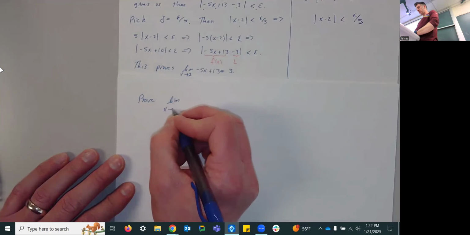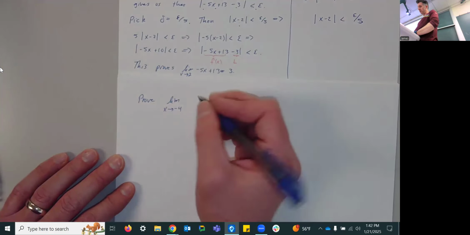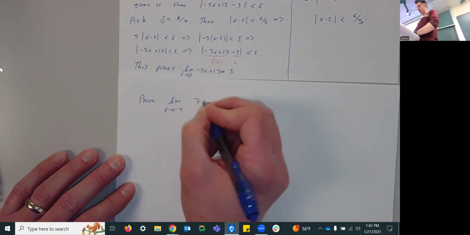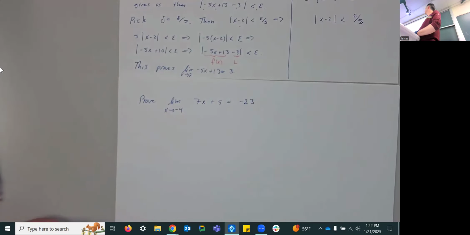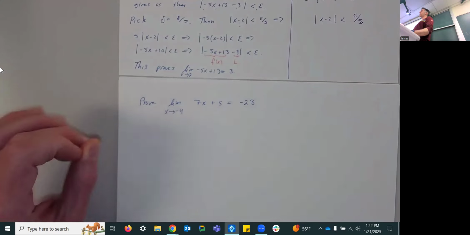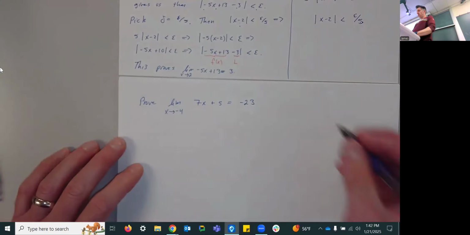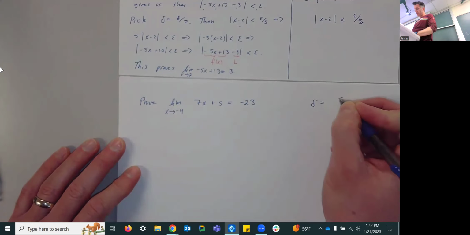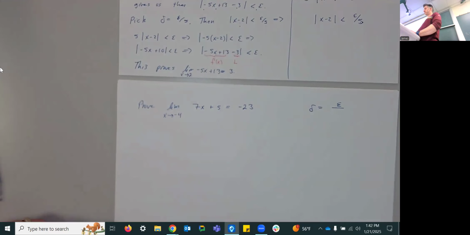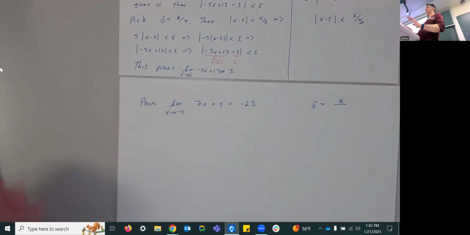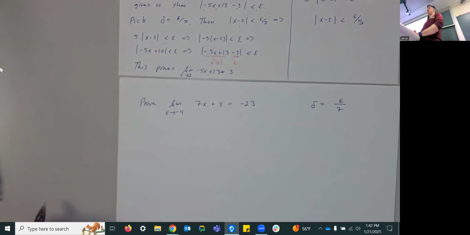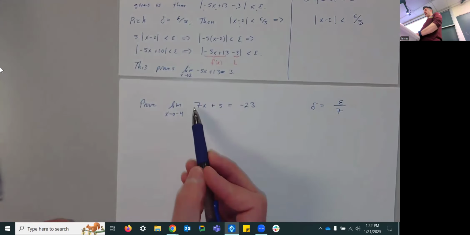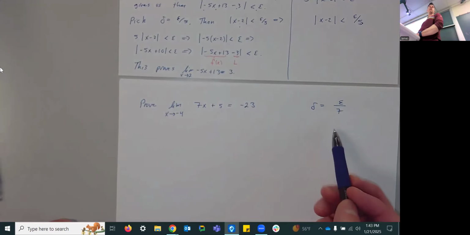I'm not just kidding. The limit as x approaches negative 4 of 7x plus 5 is equal to negative 23. We're still going to show the work, but I want you all to tell me when we find our delta: it should be epsilon divided by what? It's epsilon divided by 7. That's what we're going to get eventually. Again, this only works for linear functions. If that was a negative 7x, it would still be epsilon divided by positive 7.